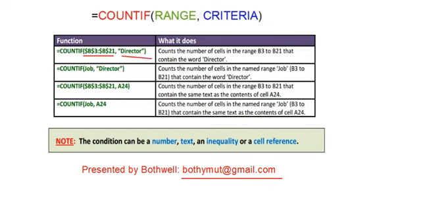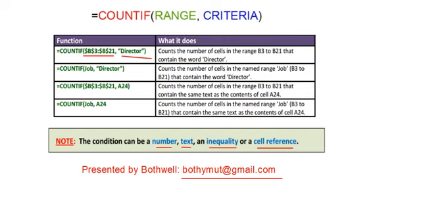Our criteria can take different forms. As illustrated here, your criteria or your condition can either be a number, it can be a text, it can be inequality, and then it can also be a cell reference. Now in this case you're going to notice that we are using text. So our criteria is text, right, which means you have to type it directly in your formula.